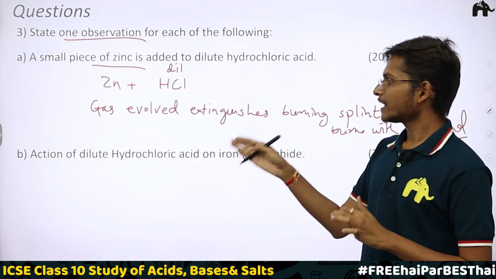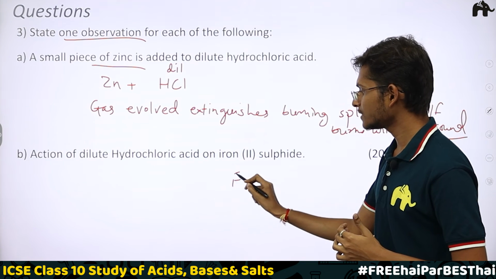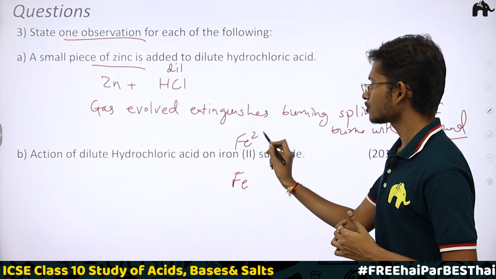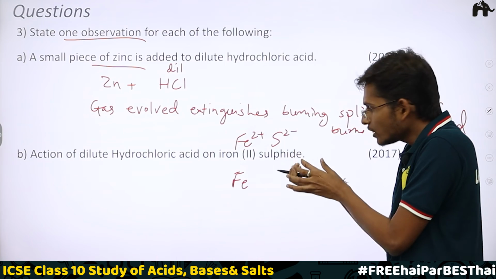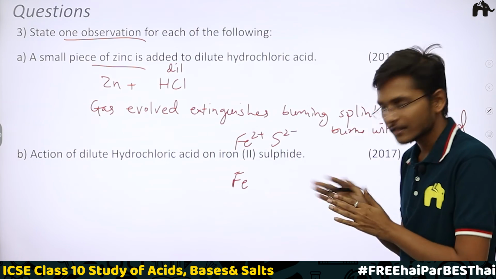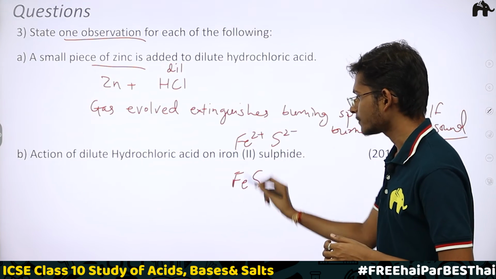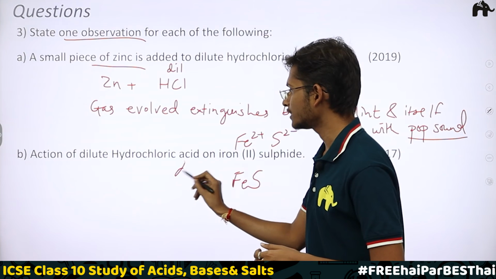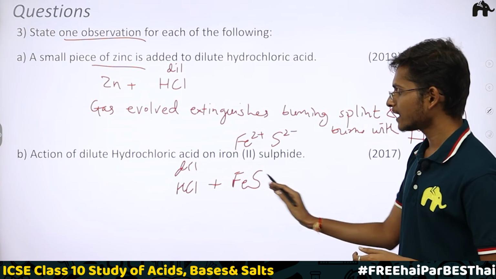Next is the action of dilute hydrochloric acid on iron 2 sulfide. Iron 2 sulfide here means our Fe is in +2 state. Sulfide is the salt having S2 minus ion, the sulfide ion. So Fe2+ and S2- would form FeS. Action of dilute HCl on iron 2 sulfide.